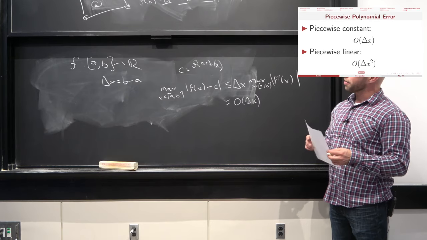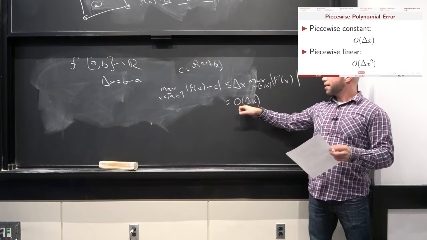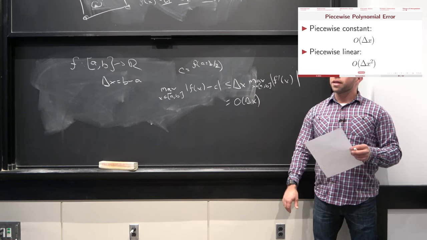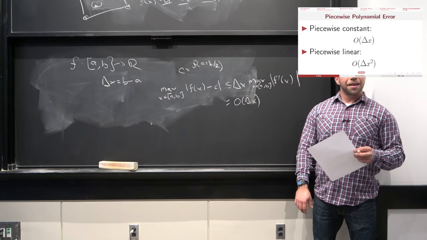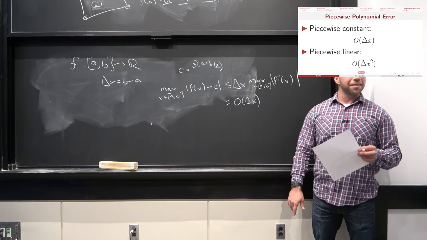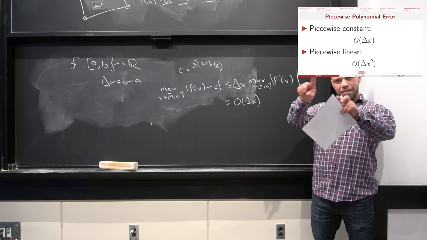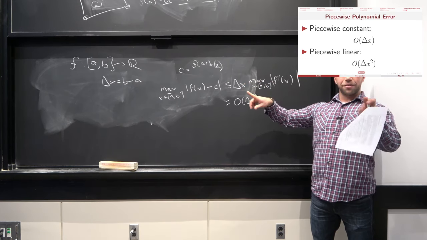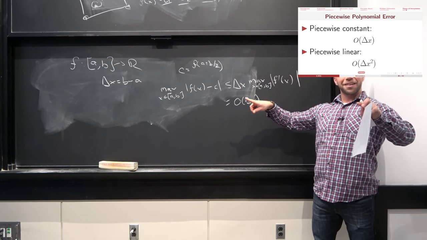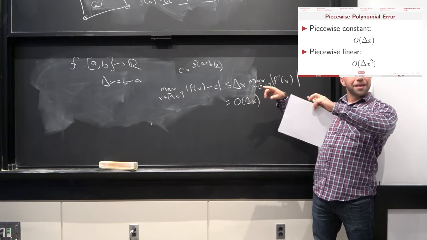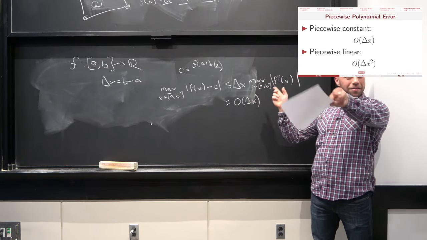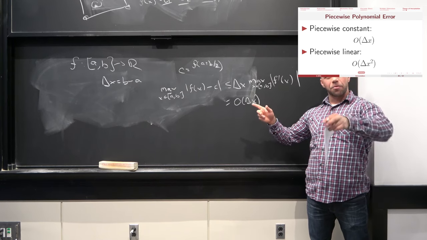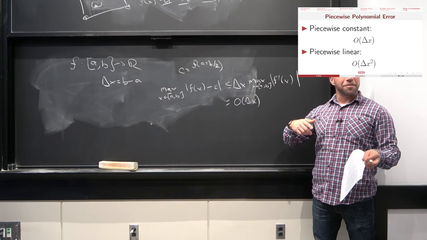So basically, the point here is if I use a piecewise constant interpolant, then I have big O of delta x error. And there's a reasonable question: if I have 10 evaluation points, so I sample my function 10 times, I can interpolate that in two different ways. I could do nearest neighbor or I could do linear. Essentially, this theory is trying to describe why our intuition is that the linear stuff is better.